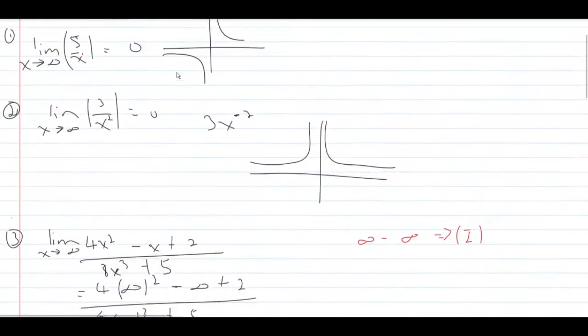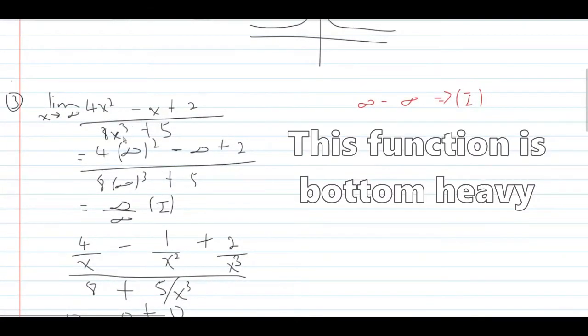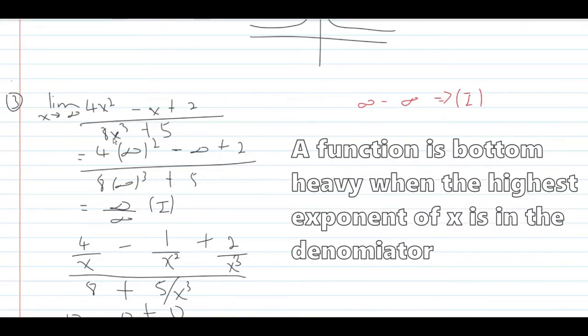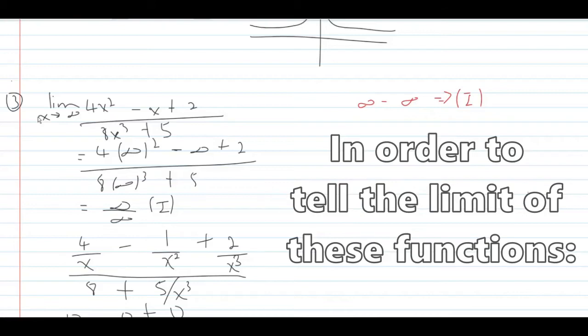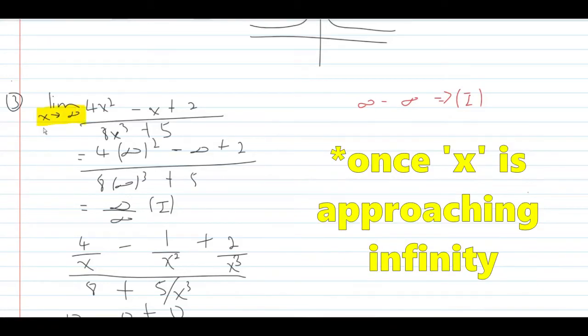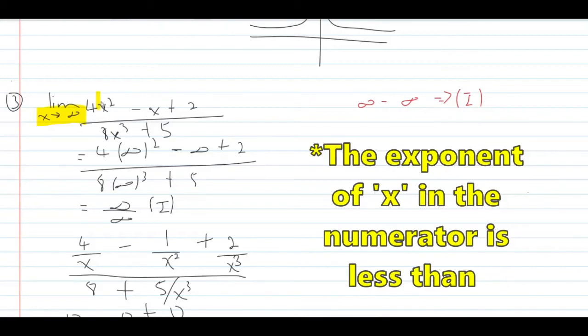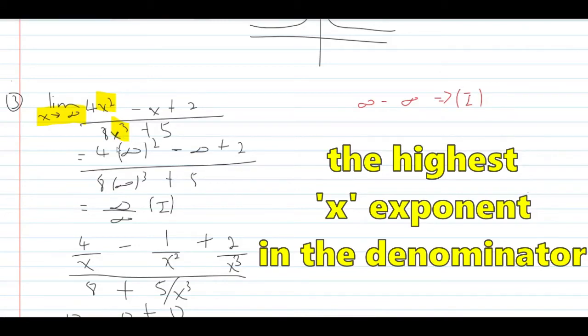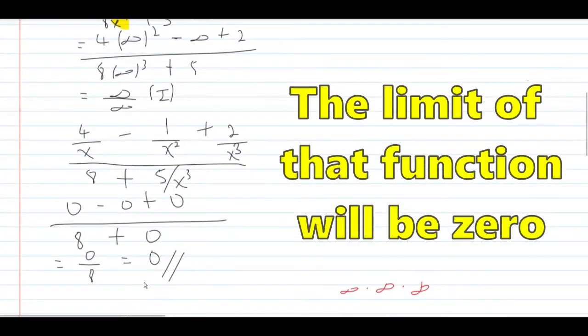Now that I have done that, let me go back through from the top and show you how you can tell your answers before you start working. So let's do that. Let me get my highlighter. So form number 3. This function is bottom heavy. A function is bottom heavy when the highest exponent of x is in the denominator. In order to tell the limit of bottom heavy functions, if x is approaching infinity, and the highest exponent of x in the numerator is less than the highest x exponent in the denominator, then the limit of such functions would be 0.